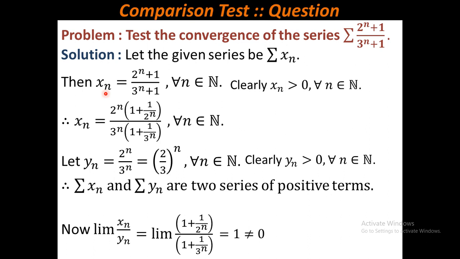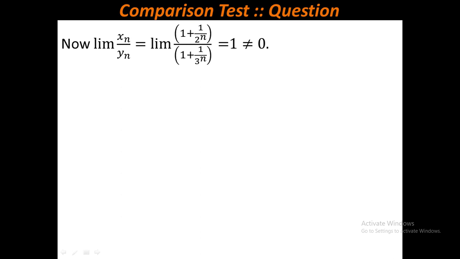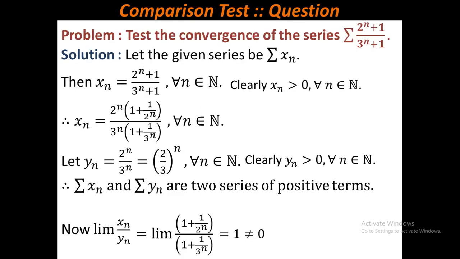Okay. However, here the limit of xn is 0. So you cannot conclude about the nature by seeing the limit of xn. Okay. However, here the limit of xn by yn is non-zero. Here, see that yn is (2/3)^n. Remember it, I use it. That is, yn is a geometric series with common ratio 2/3.